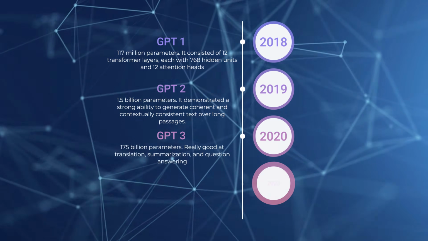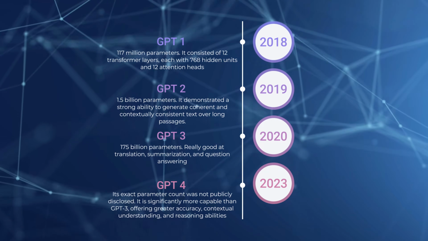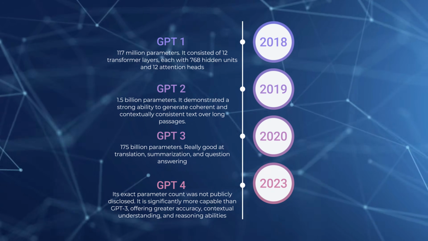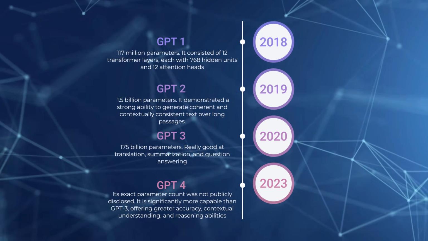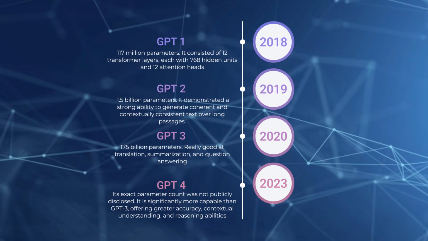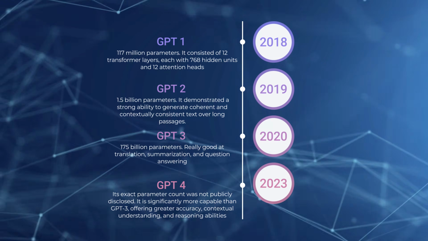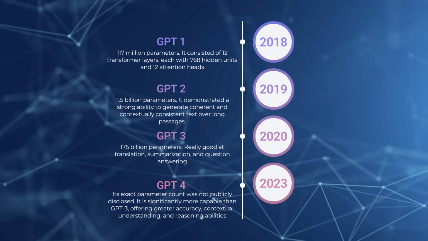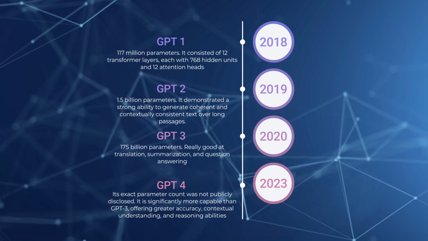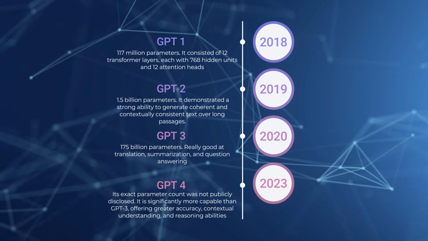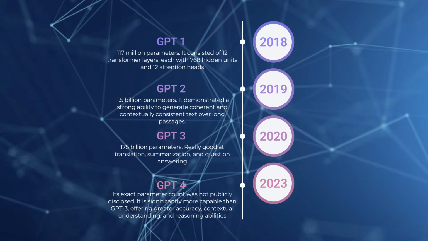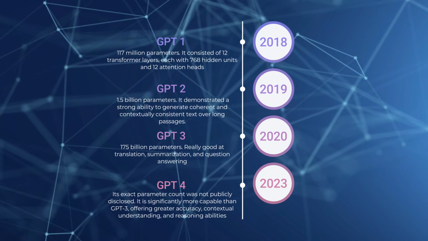The first version of GPT was introduced in 2018 by OpenAI with 117 million parameters. It consisted of 12 transformer layers, each with 768 hidden units and 12 attention heads. In 2019, GPT-2 marked a significant leap forward, increasing the model size to up to 1.5 billion parameters. It demonstrated a strong ability to generate coherent and contextually consistent text over long passages.